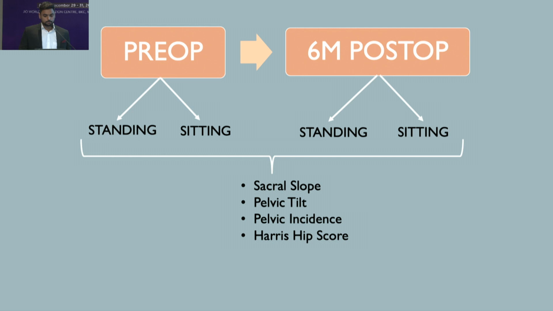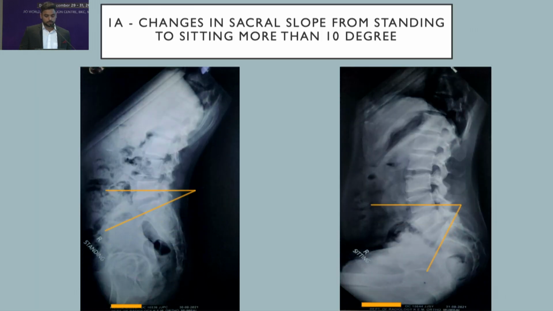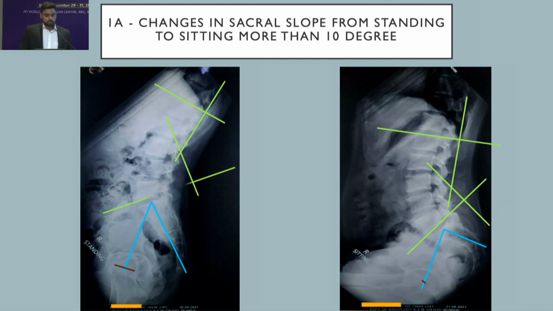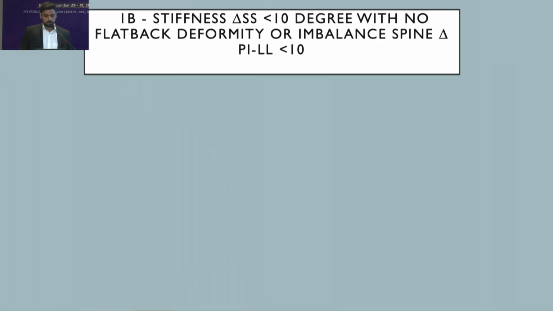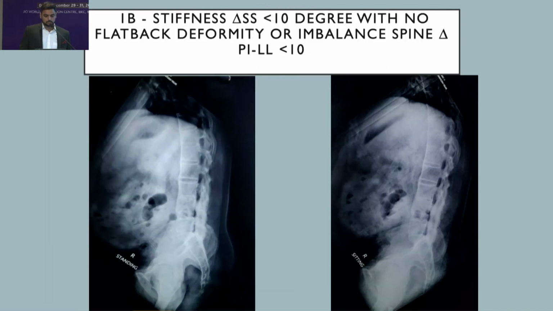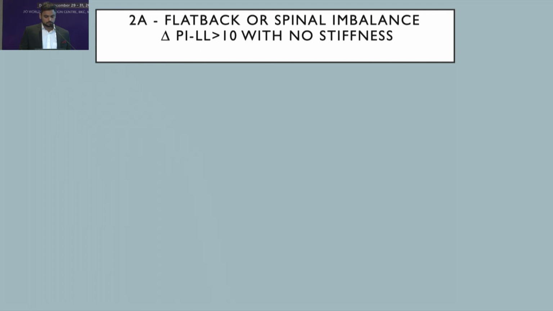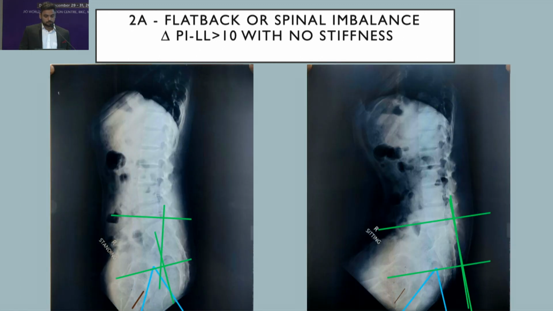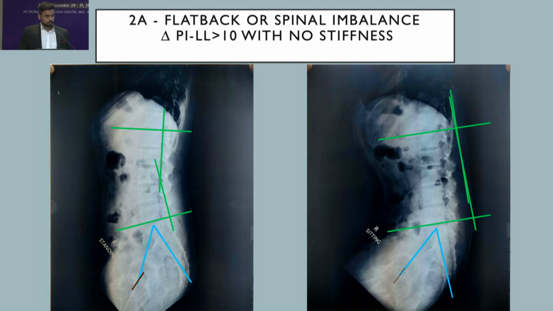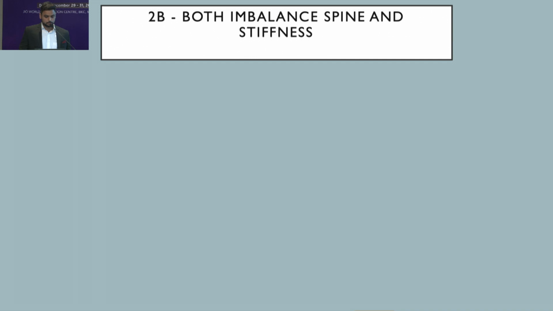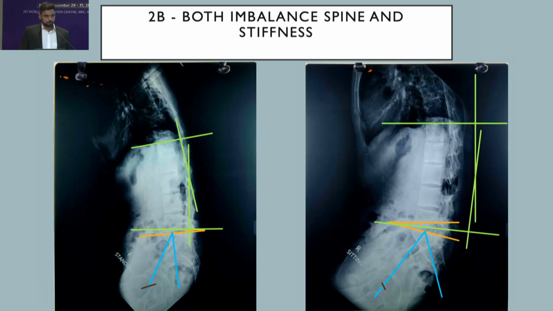In my study, I took pre-operatively and post-operatively standing and sitting lateral radiographs of patients and compared the following parameters. 1A is a patient in whom the change in sacral slope from standing to sitting position is more than 10 degrees, whereas the difference between pelvic incidence and lumbar lordosis is less than 10 degrees. 1B being patients having stiff spine, that is, change in sacral slope from standing to sitting position is less than 10 degrees. 2A being patients having flat back deformity or imbalanced spine, where the difference between pelvic incidence and lumbar lordosis is more than 10 degrees. 2B being patients having both imbalanced spine along with stiff spine.